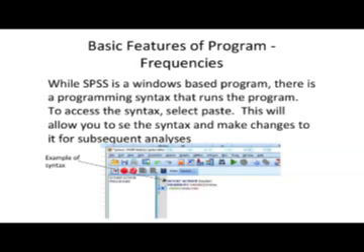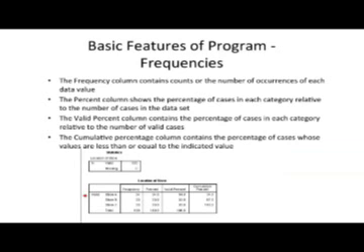Once you run your frequencies, you will get an output table. This output table has 4 columns of interest: the frequency, the percent, the valid percent, and the cumulative percent columns. The frequency column contains the counts of each level of each variable. The percent column contains the percentage of cases in each category relative to the number of cases in the data set. The valid percent column contains the percentage of cases in each category relative to the number of valid cases.